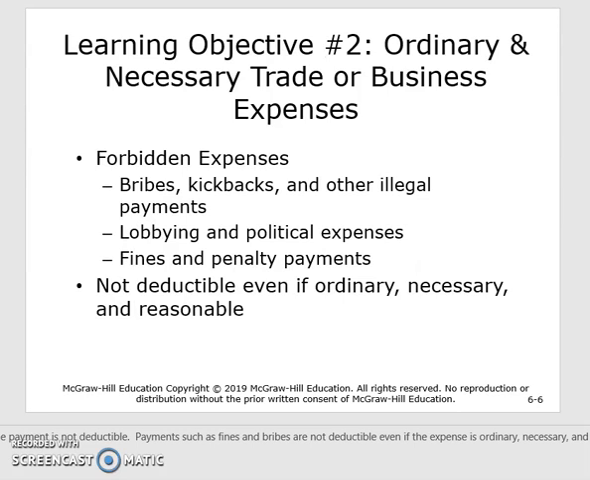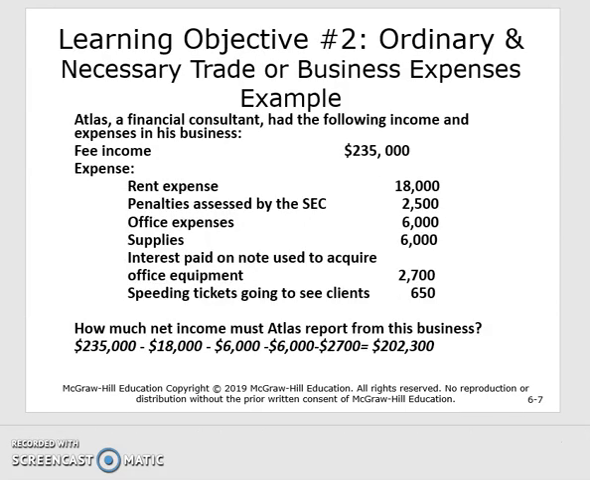There are certain expenses that are forbidden to be deducted as business expenses, and those include bribes, kickbacks, and other illegal payments, lobbying and political expenses, and any fines and penalty payments. These are not deductible even if they are considered to be ordinary, necessary, and reasonable.